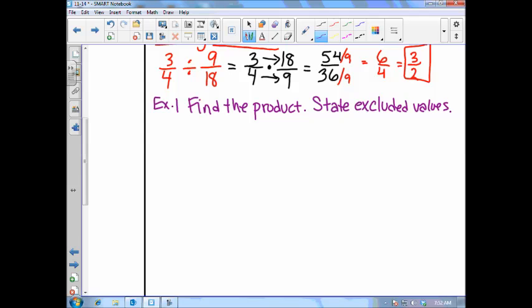So the first fraction is x divided by x minus 2, times another fraction, x plus 1 divided by x minus 3.